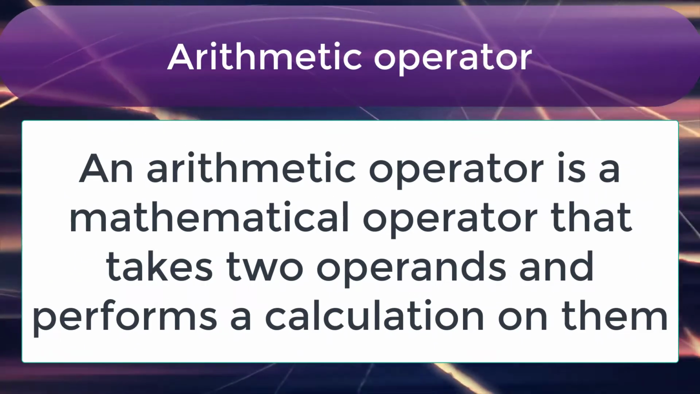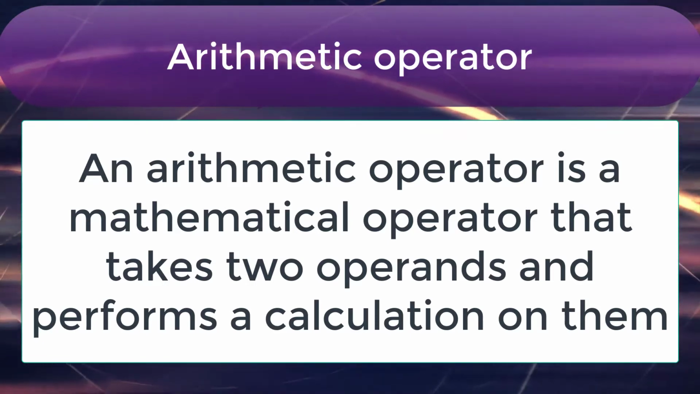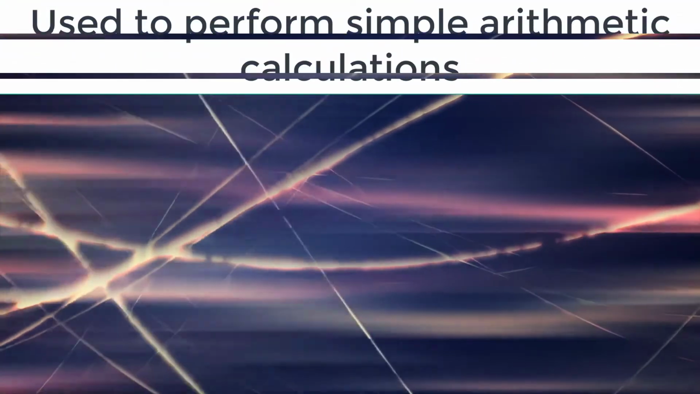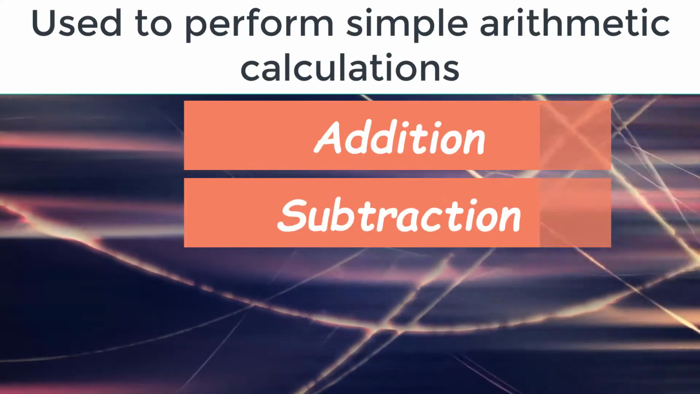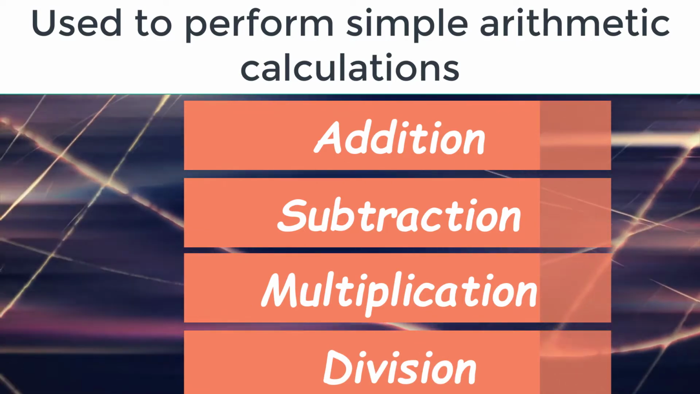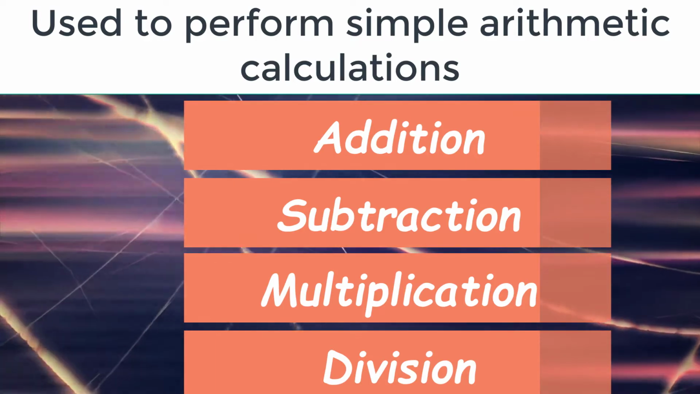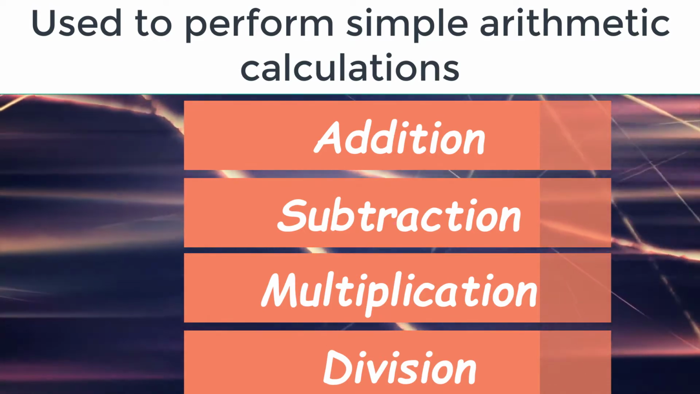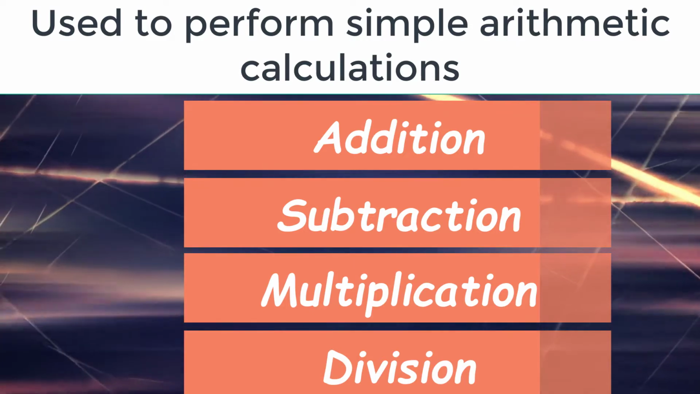An arithmetic operator is a mathematical operator that takes two operands and performs calculations on them. Arithmetic operators are used to perform simple arithmetic calculations like addition, subtraction, multiplication, division, etc. So the symbols that are used to represent these operations are the arithmetic operators. Python supports the following arithmetic operators. We are almost familiar with these symbols.